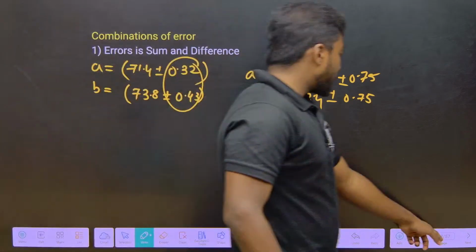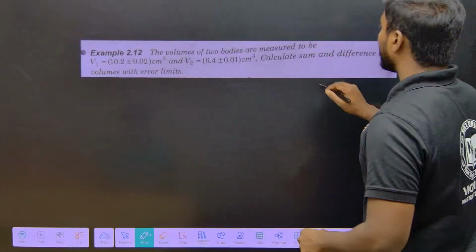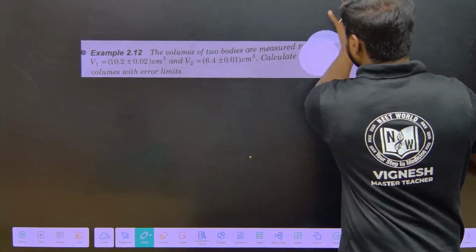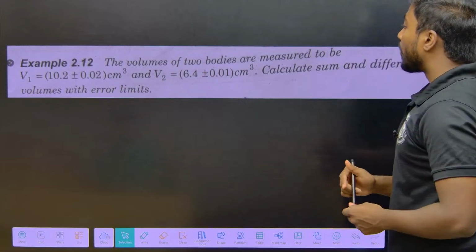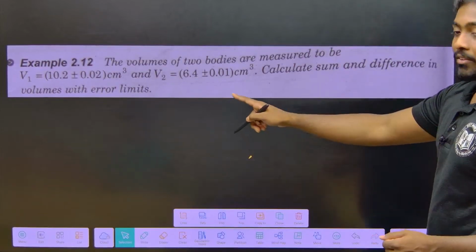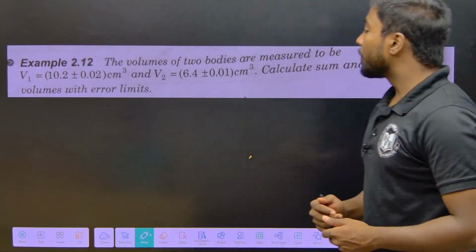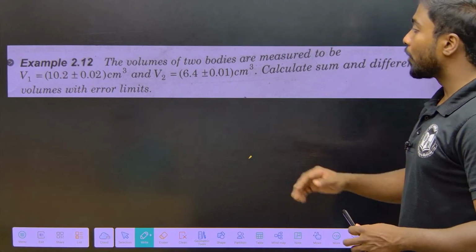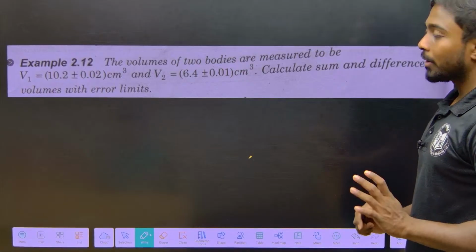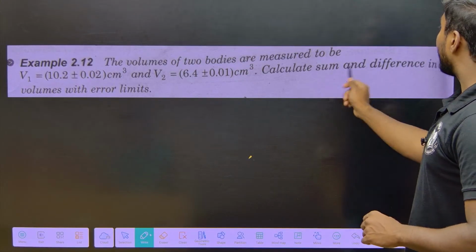Okay, I'll give one example here. You can solve this one. The volumes of two bodies are measured. V1 equals 10.2 plus or minus 0.02 centimeter cube. V2 equals 6.4 plus or minus 0.01 centimeter cube. Calculate the sum and difference in the volume.